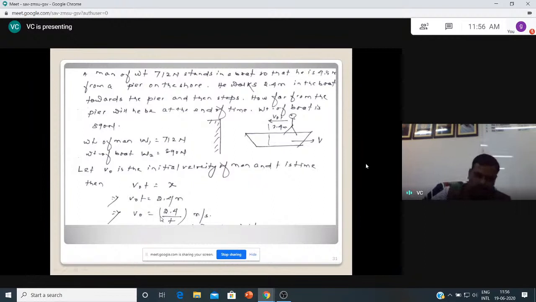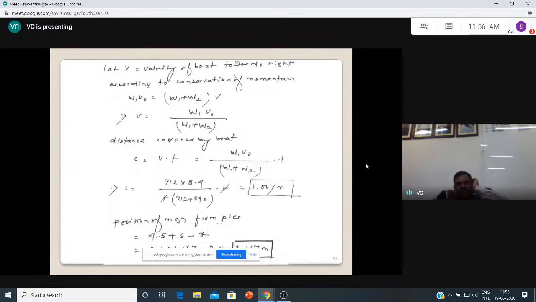So now the two bodies we can compare. Here I have taken the man's initial velocity and the time to reach 2.4 meters. I use the kinematic relation, 2.4 is known to me. Then t is unknown, v naught is unknown. I represented it in terms of one variable: V naught is equal to 2.4 by t.